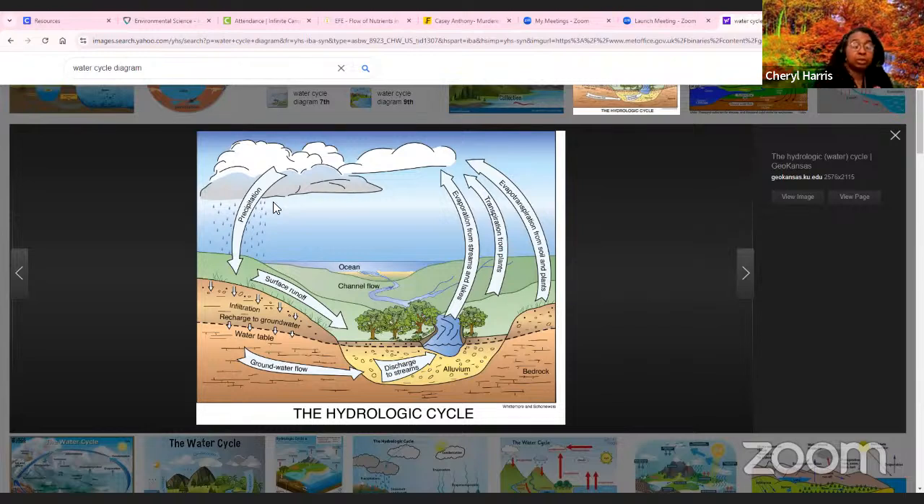So again, follow with me with the arrows in the picture. So we've got precipitation, and we've got two things that can happen. It can infiltrate the soil, or it can run off into a body of water.